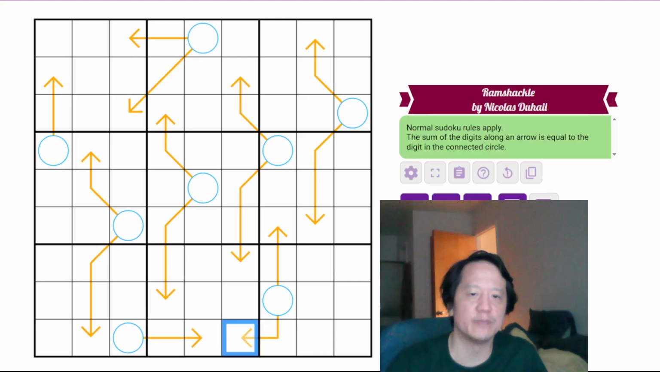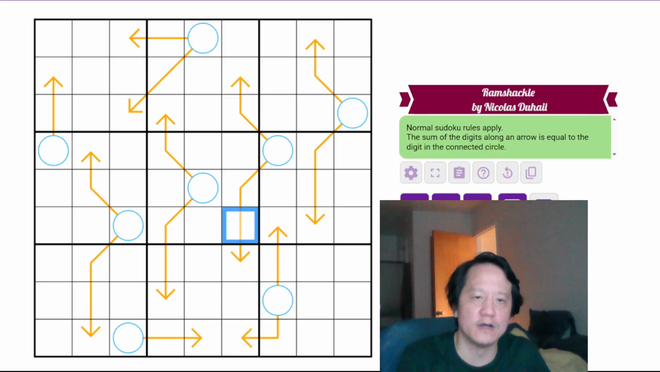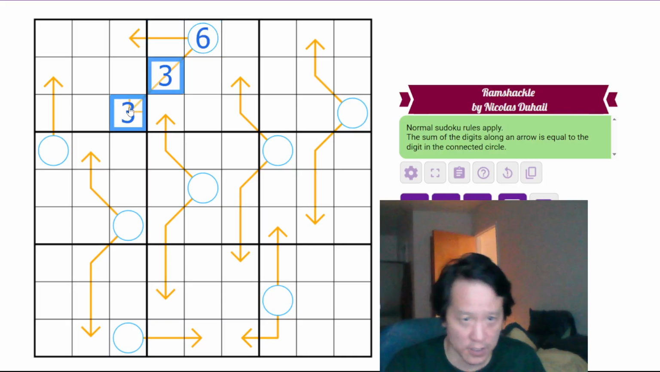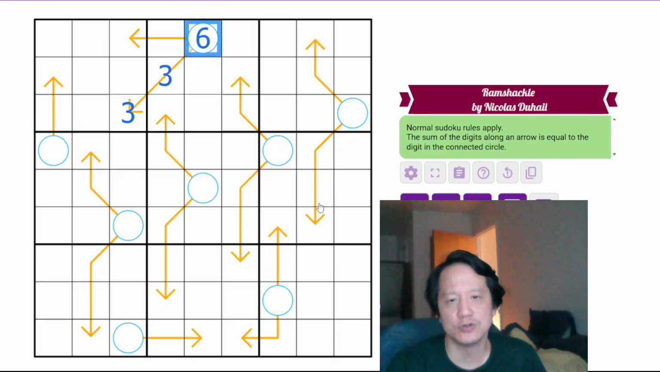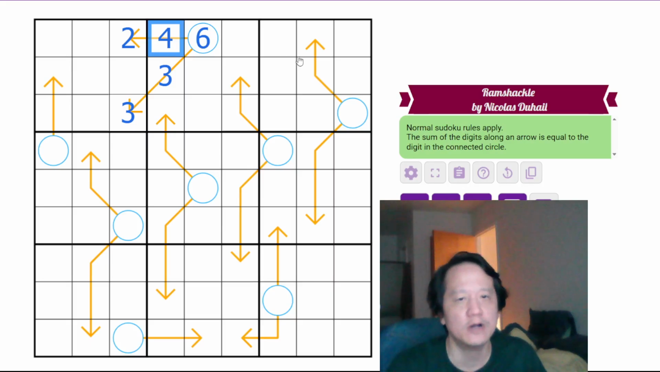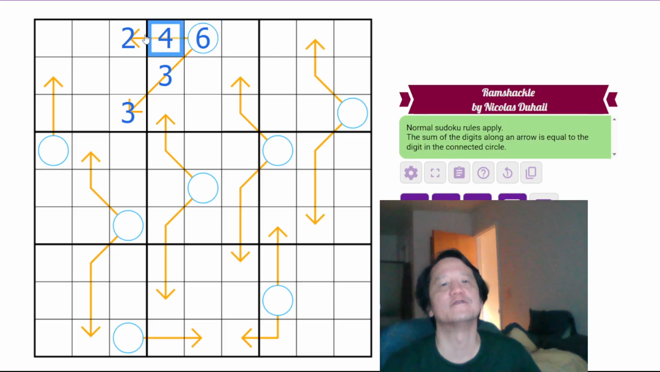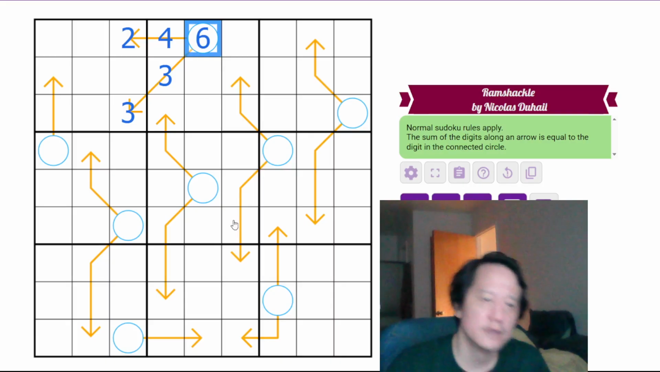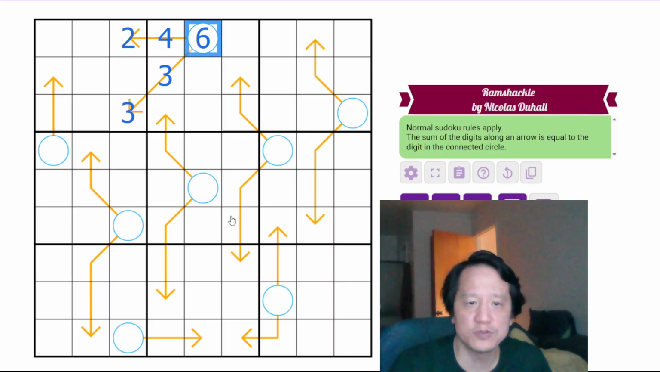So, for example, if this were 3 and 3, this would have to be 6, because the digits along the arrow must sum up to the digit in the attached circle. And that also applies for this arrow, too. So we could have something like 2 and 4 here, adding up to 6, and that would be valid. Anyways, those are all the rules.